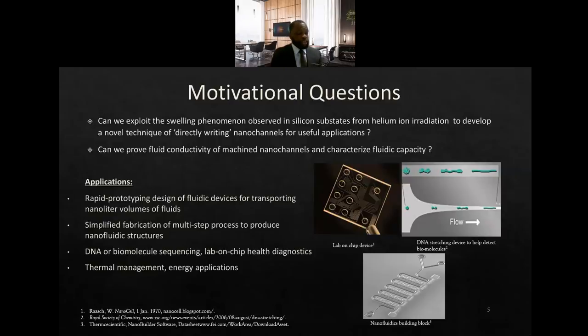So, with that being said, these cavities being evident under the silicon material, we believe that these cavities have some level of fluidic conductivity or potential for fluidic conductivity. So our motivational questions become, can we exploit the swelling phenomenon observed in silicon substrate from helium ion irradiation to develop a novel technique of directly writing nanochannels for useful applications? And also, can we prove the fluidic conductivity of machine nanochannels and in some way characterize their fluidic capacity?